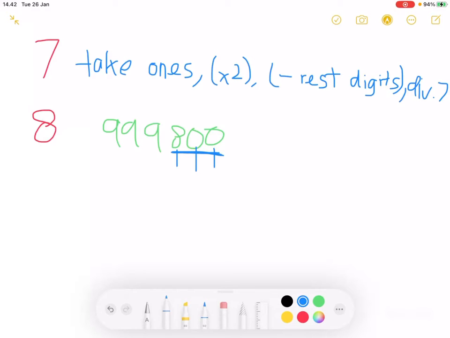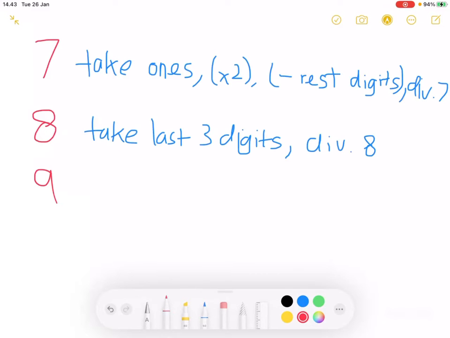And then after you take these 3 numbers, you're going to test if this is divisible by 8. And sometimes it could be very tricky to test out, and you might have to do some manual long division. But in this case, 800 is obviously divisible by 8. So we can conclude that this number is divisible by 8. Let's look at the number 9.